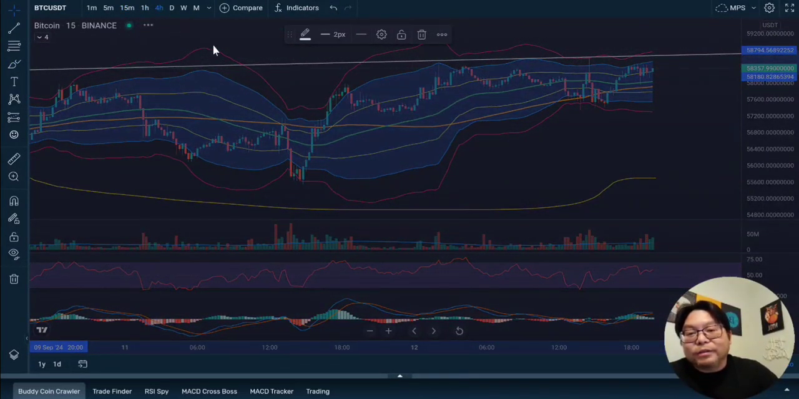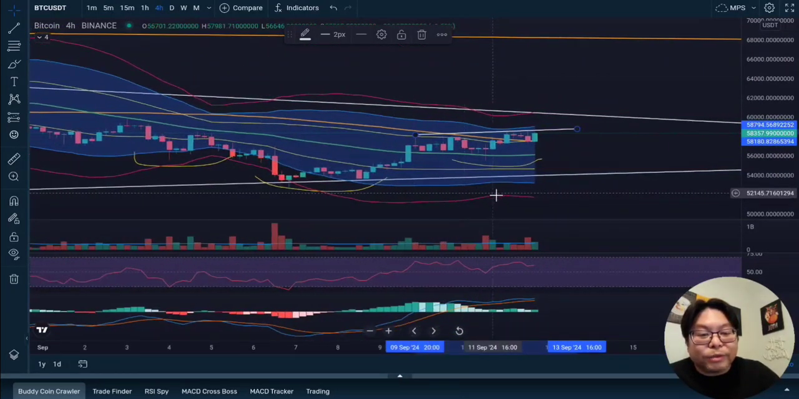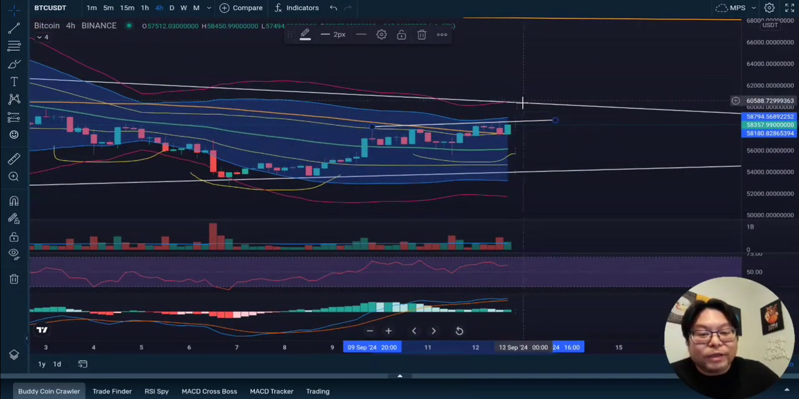Okay, let's go back to the 4-hour chart. That's what we're looking at. If we break that, where are we headed? Of course, to our next resistance line, which is right around 60,000. Right there, 60,400.